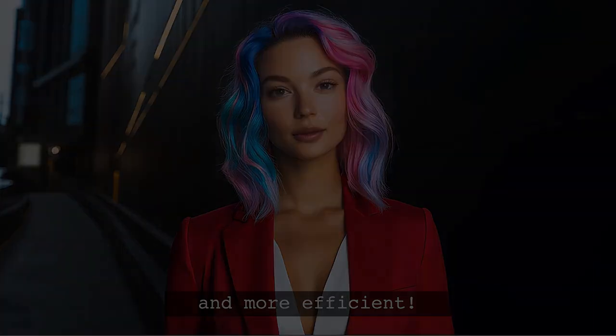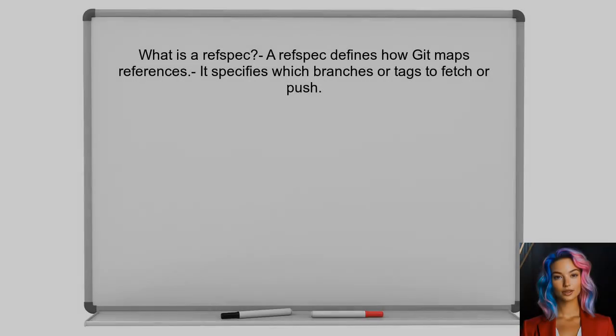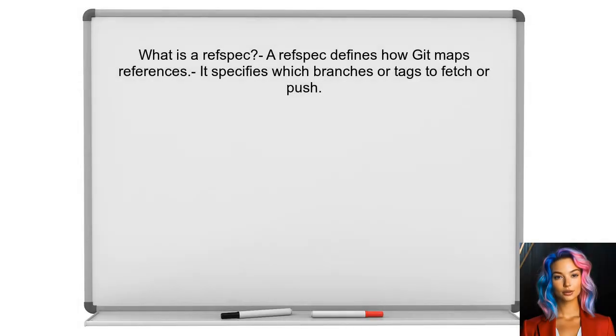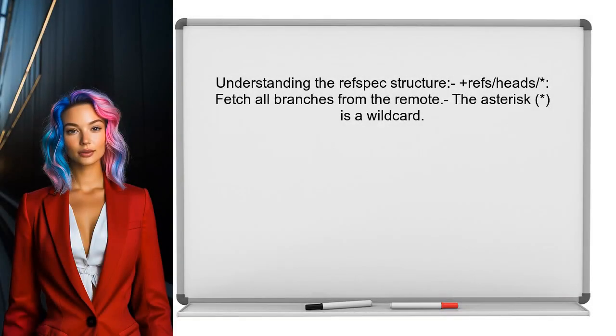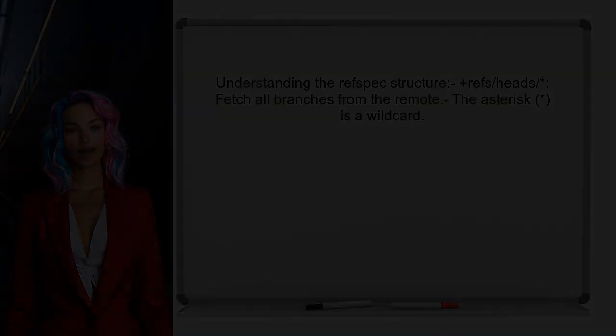and more efficient. To understand what a refspec is, the user should know that it defines how Git maps references from a remote repository to local references. Essentially, it tells Git which branches or tags to fetch or push. In the provided refspec, the user sees two parts. The first part, plus refs heads asterisk, indicates that all branches from the remote repository should be fetched. The asterisk acts as a wildcard.